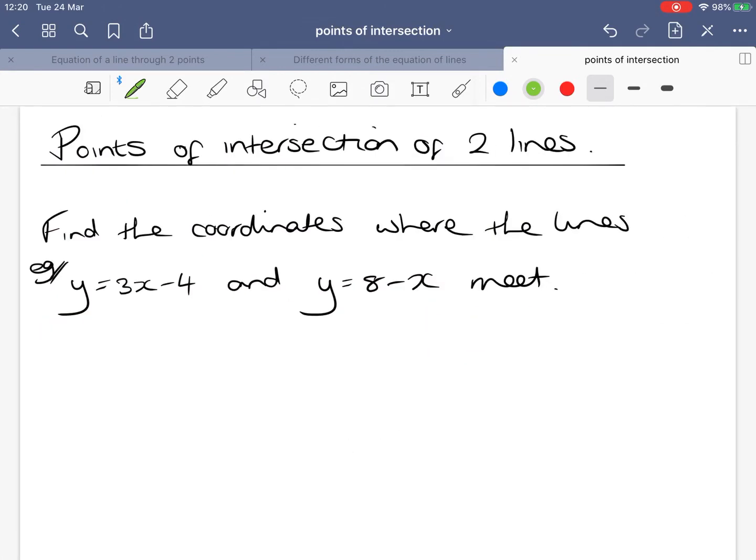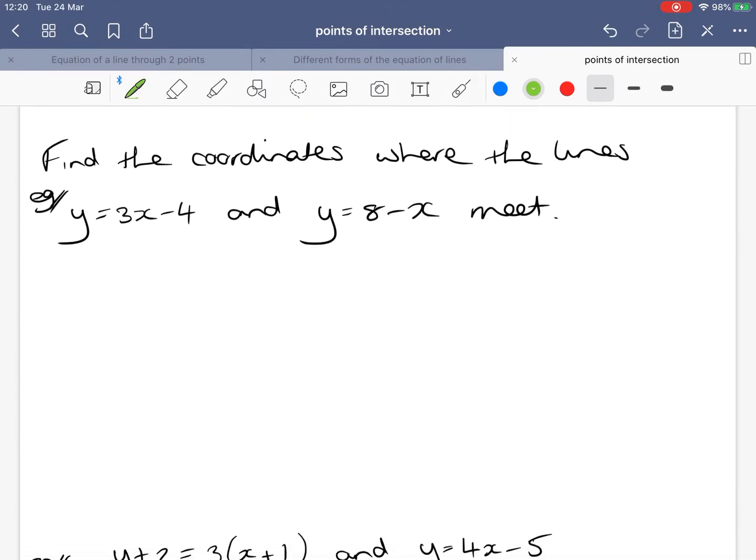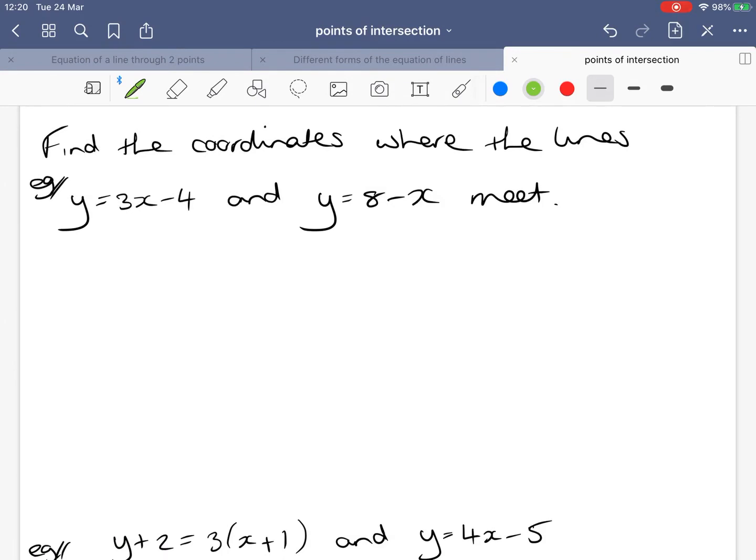Right, so now we've got to look at where two different lines intersect. Again, it's a nice idea to try and sketch this because it sort of gives you an idea of what's going on. So, quick sketch of this one.